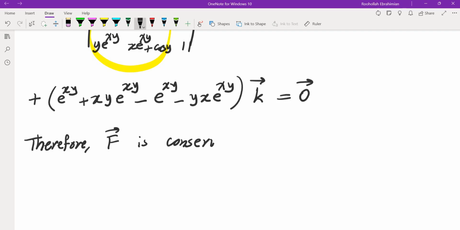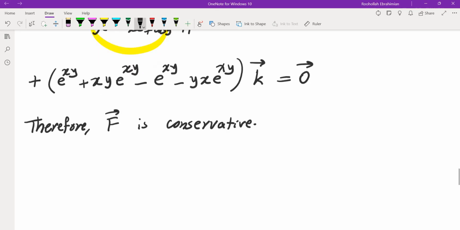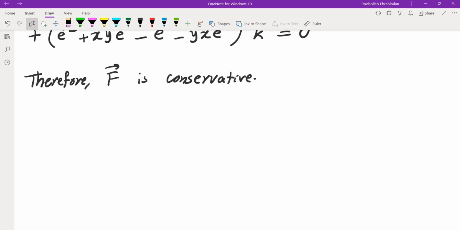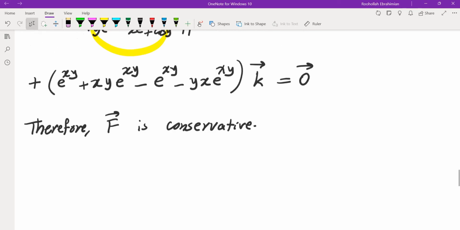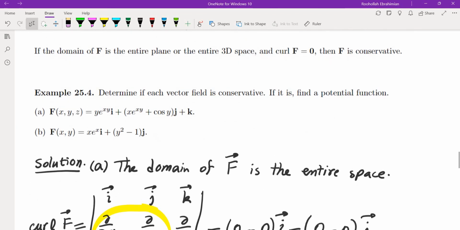Okay, so this is a way to check that, in fact, a vector field is conservative without having to find its potential function. Now that we know it is conservative, we can go ahead and find its potential function, because they said if it is, find a potential function. So we'll go ahead and find a potential function.